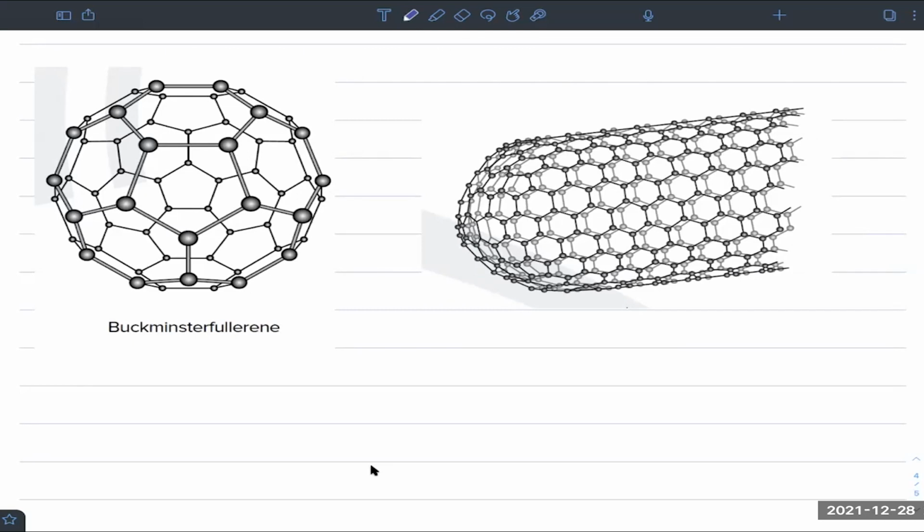Or we can say that this is fullerene joined together in this layer, and this layer is made into a cylinder. This thing is very good conductor. Why? Because just like graphite, it has free electron. This one also has free electron.